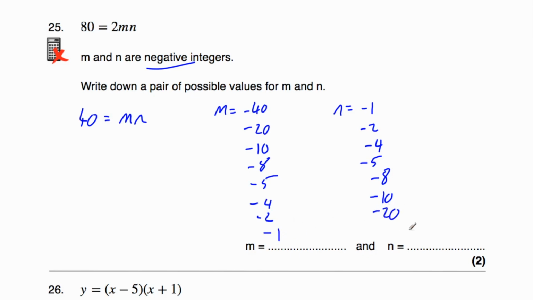We could have negative 1 and negative 40. And we're told that m and n are integers, so they're all our possible options. And we're just asked to write down a possible pair. So you could have negative 40 and negative 1, negative 20 and negative 2, negative 10 and negative 4, and so on. So any of those would work.